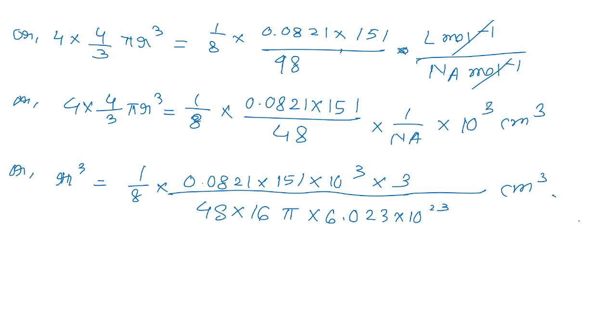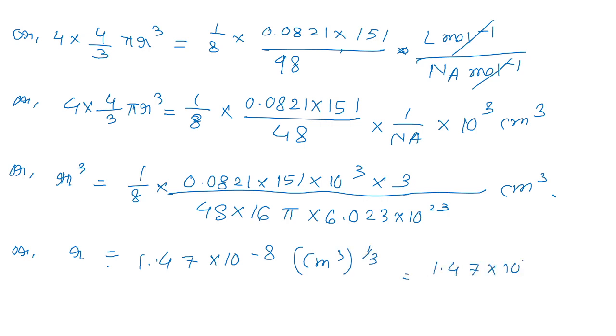Okay, this is the final thing. Now calculate and the value you will get. I'm just giving you the value. You please put it in the calculator, then you will see. This centimeter cube, is one third, means it will be centimeter. 147. This should be our answer.